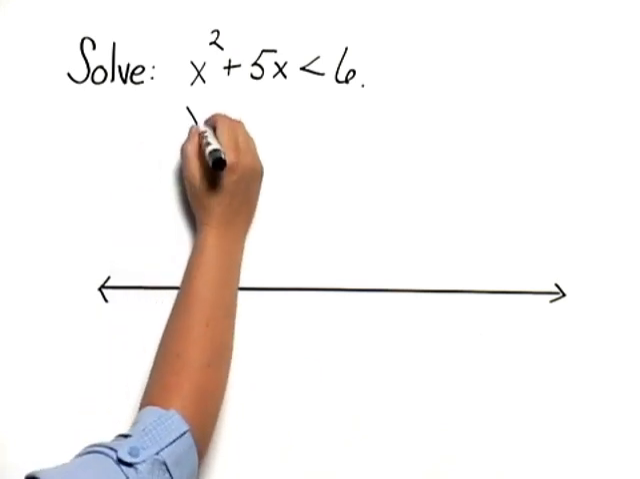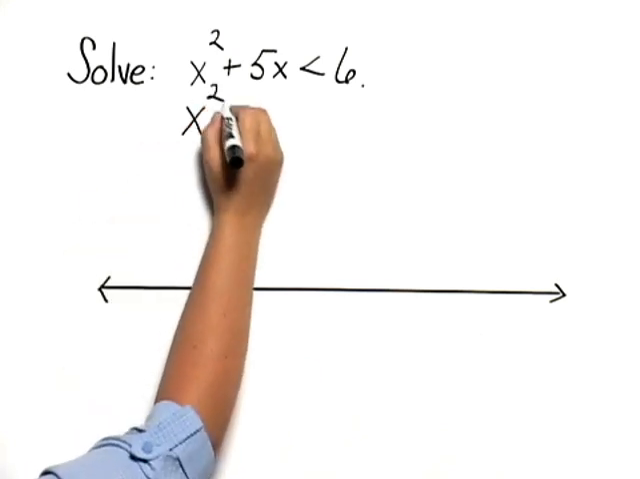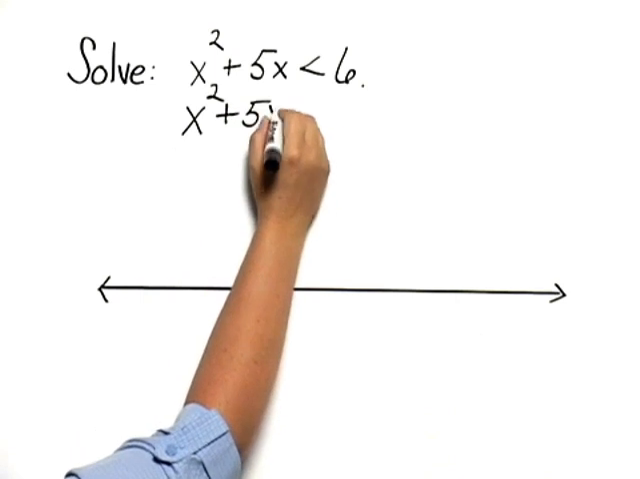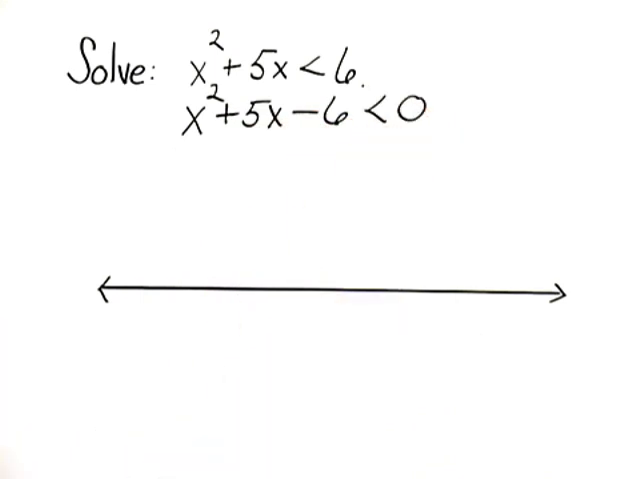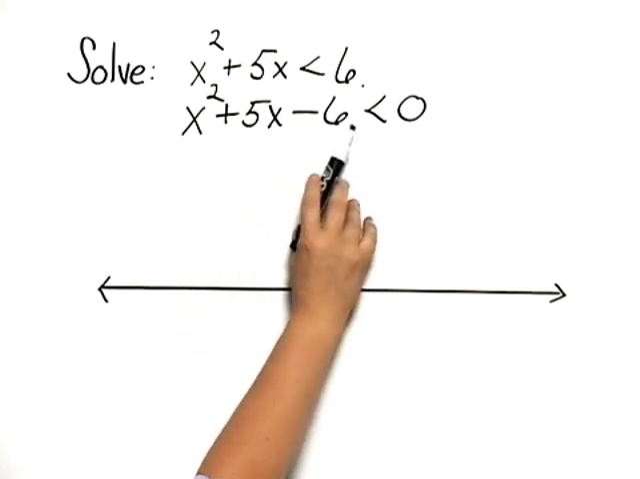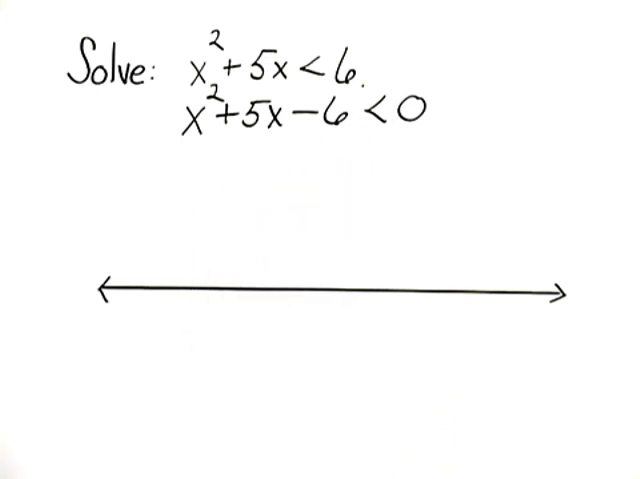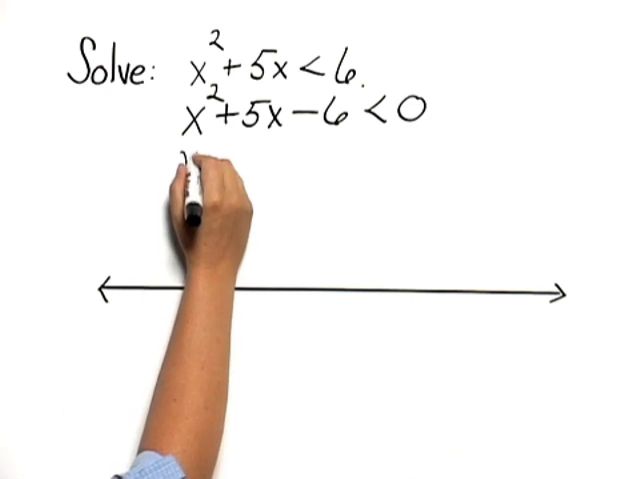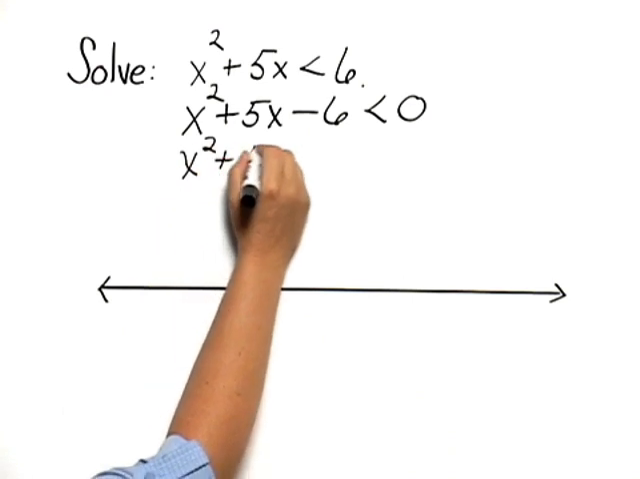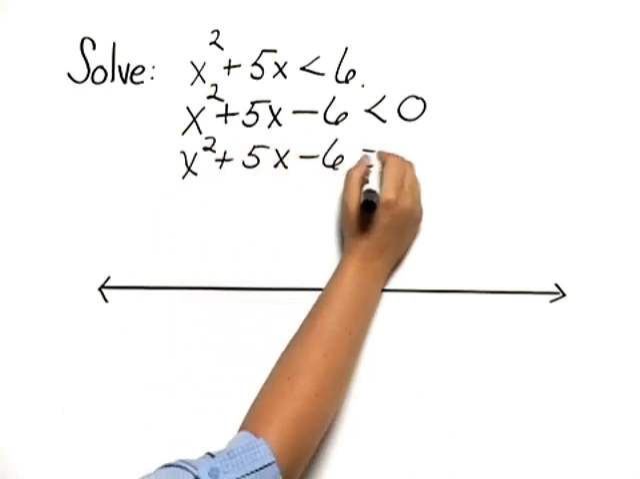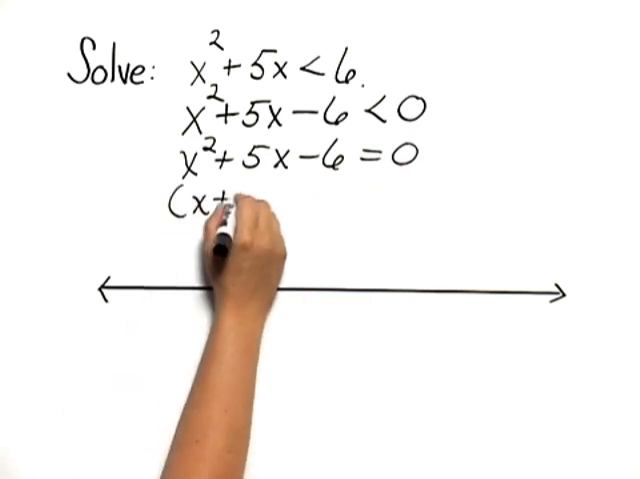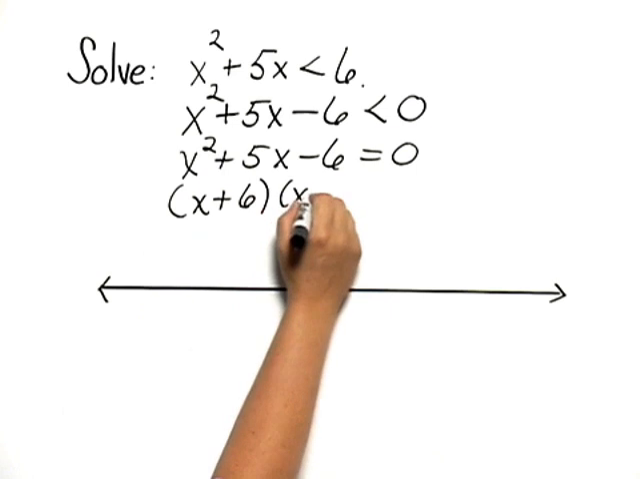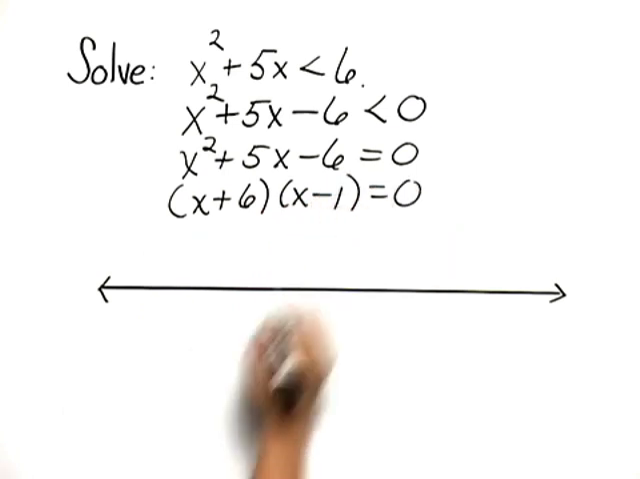Let's start by subtracting 6 from both sides to get x squared plus 5x minus 6 is less than 0. This is an equivalent inequality, but now we can look at where something is positive or negative. Let's first of all find where x squared plus 5x minus 6 equals 0. Now if we factor, we get x plus 6 times x minus 1 equals 0.